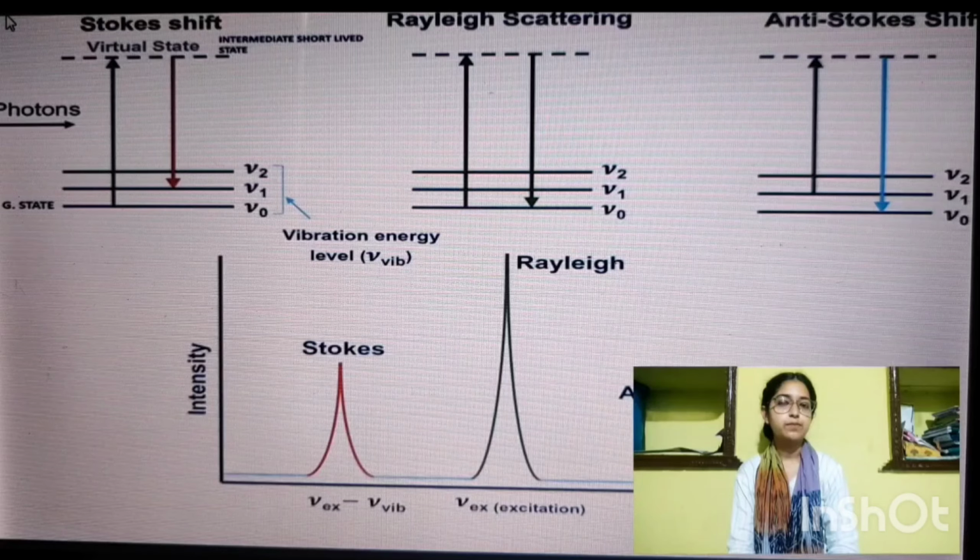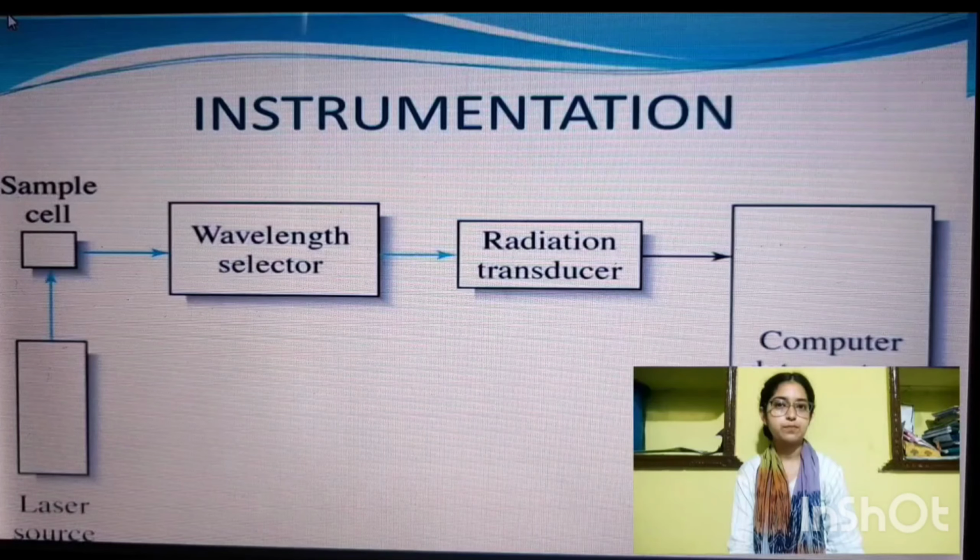For the anti-Stokes shift, the electron is already in the excited vibrational state before the interaction, and then the interaction occurs and it is scattered back to the lower vibrational level, and here there is an increase in the energy. So there is intensity loss. So the intensity of the Stokes shift is more than the anti-Stokes shift.